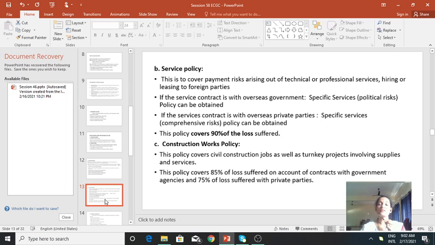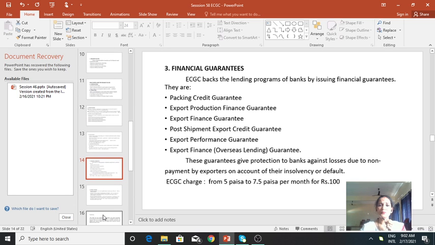Then the next one is construction work policy. This covers civil construction jobs as well as turnkey projects involving supply of goods and services. And then the next one is financial guarantee. ECGC, as the term itself indicates, is Export Credit Guarantee Corporation. So it backs the lending program of banks by issuing financial guarantees.